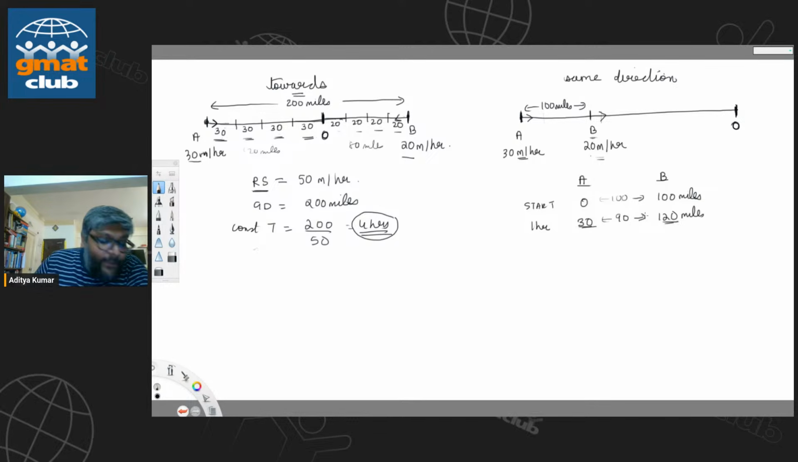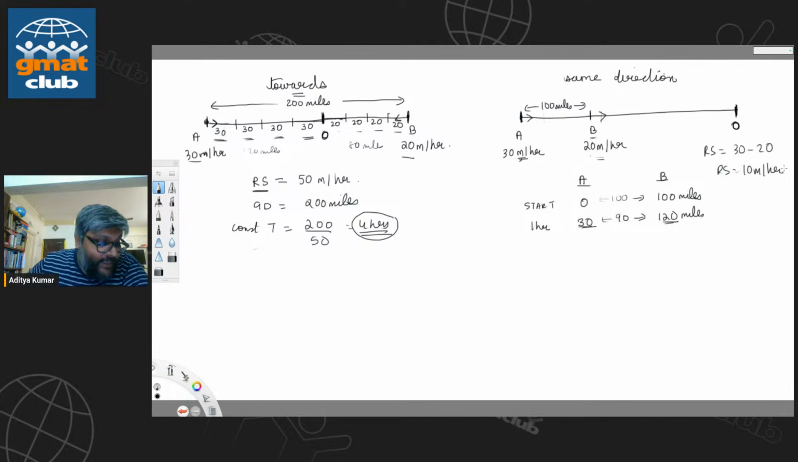And why has the gap between them reduced to 90? Because A is traveling at a speed that is 10 miles per hour faster than B. So A travels that extra 10 miles in that 1 hour and uses that extra 10 miles to catch up to B. How do we get that 10 miles? If we subtract the two. That is why the relative speed here is always the difference between the two speeds. It's 10 miles per hour.